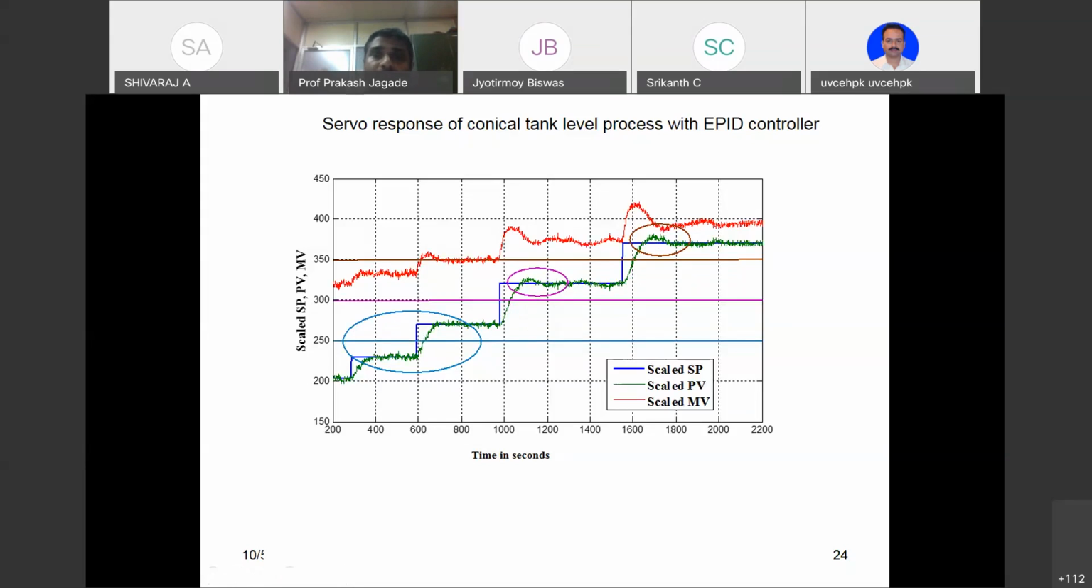The reason it is not giving satisfactory performance is because the time constant is changing. As a result, you should not use the same controller settings. You should not use the same value of Kc and tau I. Whereas we have used the same value of Kc and tau I at this operating point as well as at this operating point. So to get satisfactory closed loop performance, you have to modify the parameters of the PID controller here as well as here.